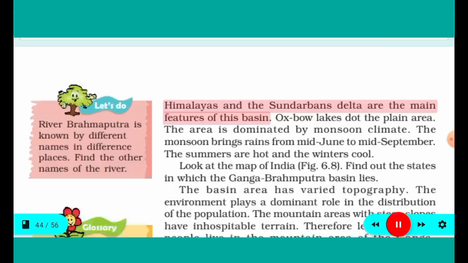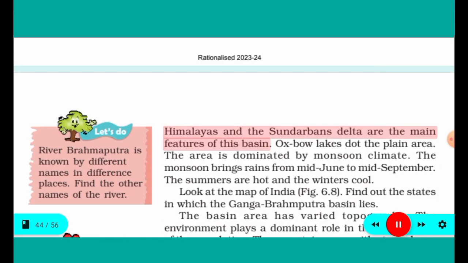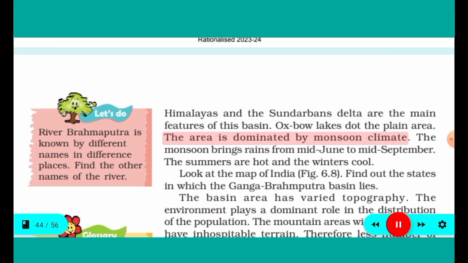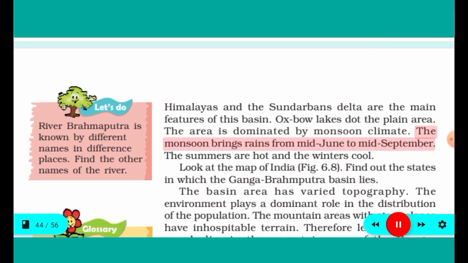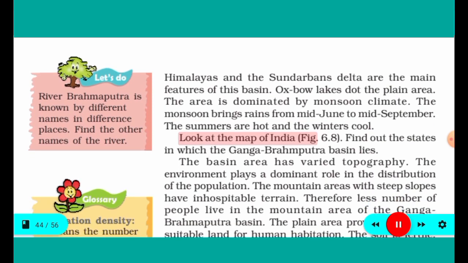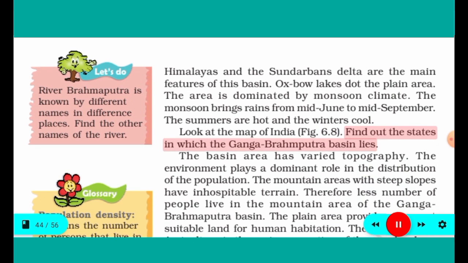Himalayas and the Sundarbans Delta are the main features of this basin. Oxbow lakes dot the plain area. The area is dominated by monsoon climate. The monsoon brings rains from mid-June to mid-September. The summers are hot and the winters cool. Look at the map of India, Fig. 6.8. Find out the states in which the Ganga-Brahmaputra basin lies.